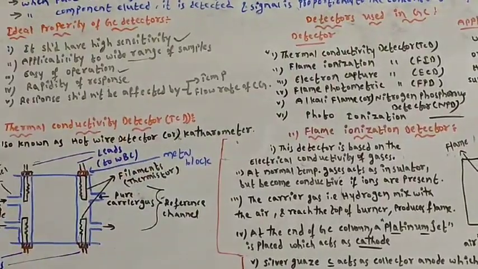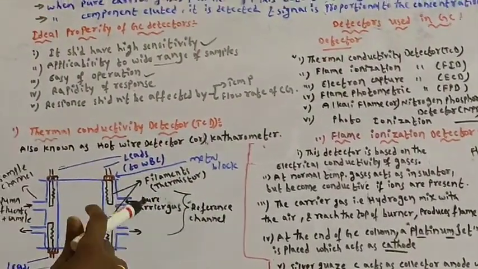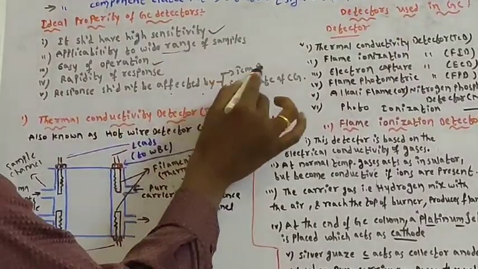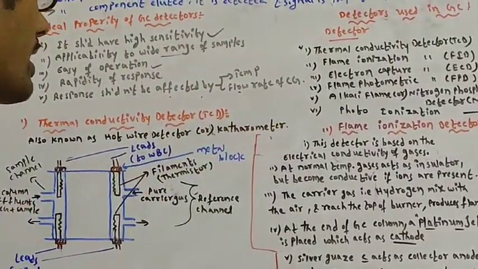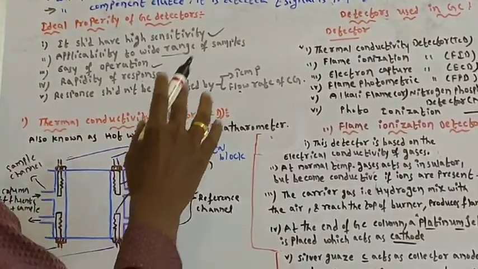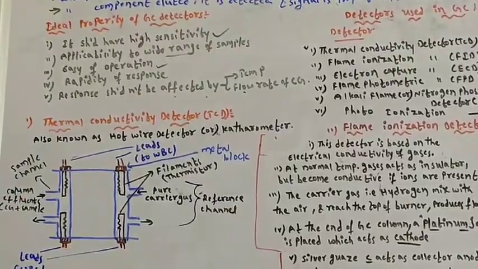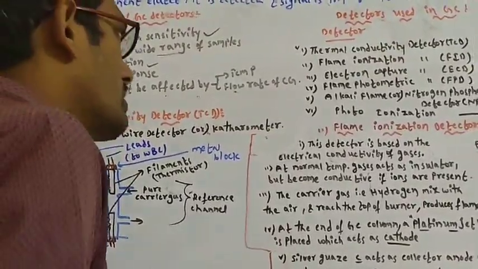Then rapidity of response, meaning it should give a response very quickly. Then the response should not be affected by the temperature and flow rate of carrier gas. The response given by the detector should not be affected by temperature and flow rate of carrier gas. These are the ideal properties of detectors.